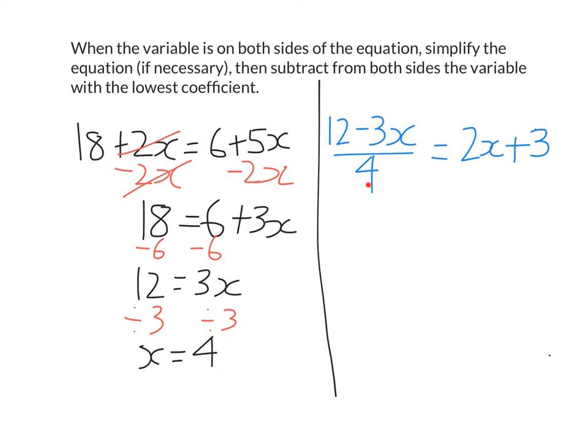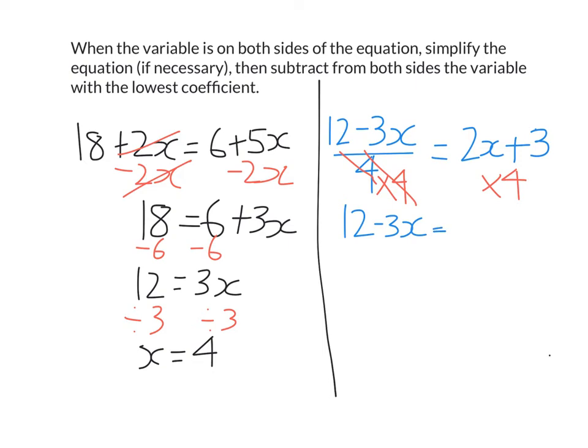So if you have a fraction like this, they're not easy to deal with. But what I can do to get rid of the fraction is times this side by 4. Now, what you do to the left-hand side, you must also do to the right-hand side. So I'm going to times each side of the equation by 4. So on the left-hand side, divide 4 and times 4 cancel each other out. So I'm just left with this.